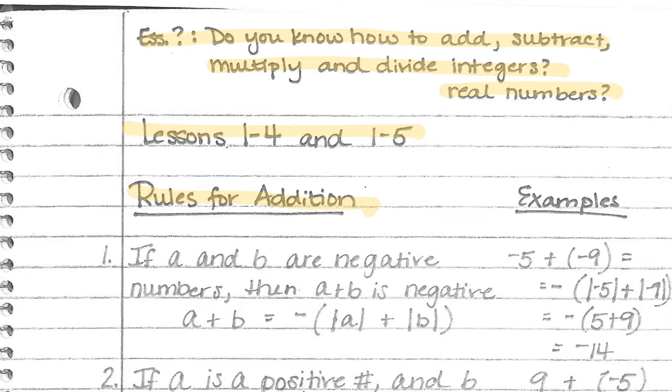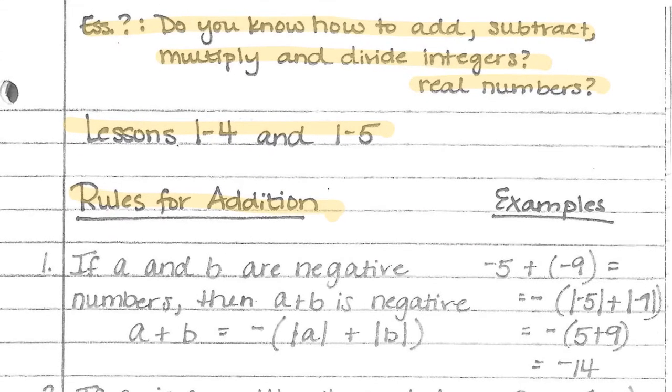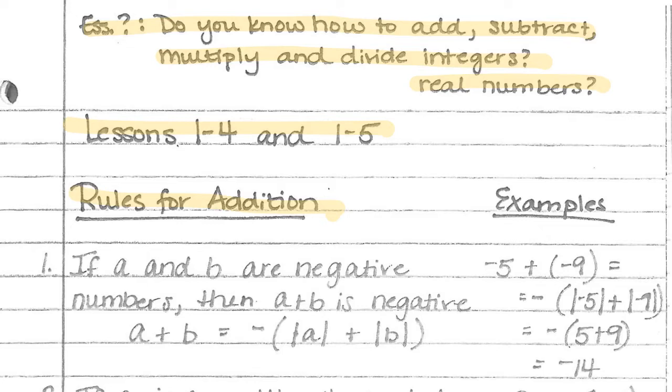The first rule that we are going to look at is if A and B are negative numbers, then A plus B is negative. Notice how they factor out that negative and add the absolute value. So it's just like adding two positive numbers. You never ever question that. If I add 5 plus 9, you know that's a positive 14. So if I was to add a negative 5 and a negative 9, we know that's a negative 14.